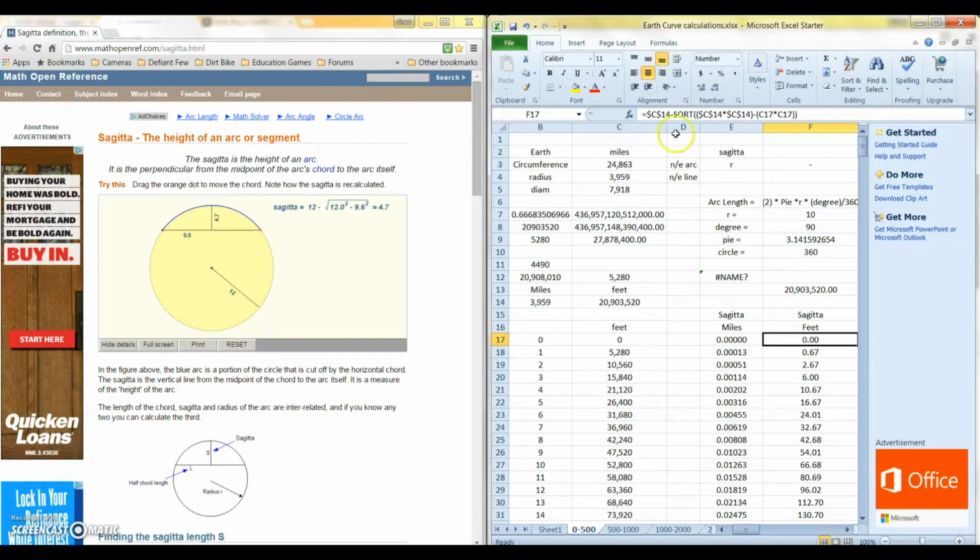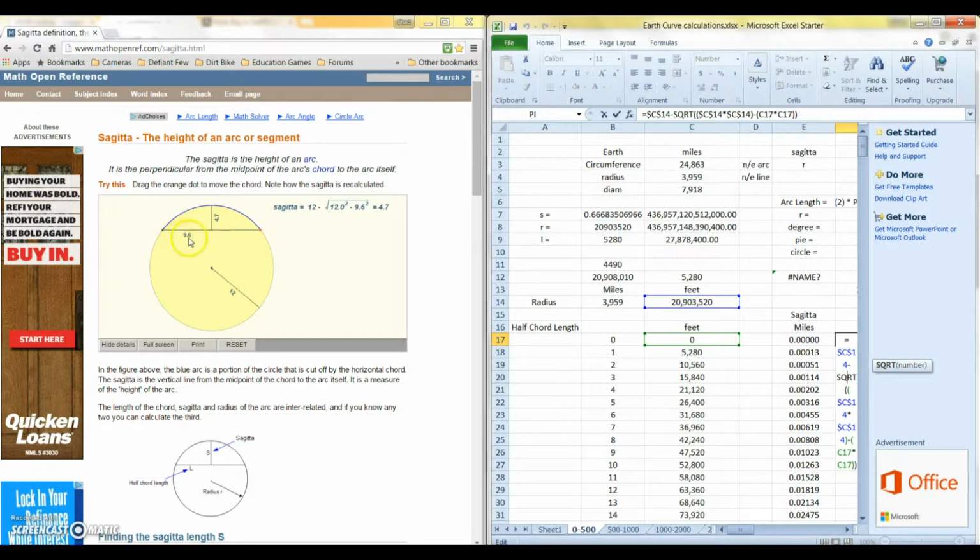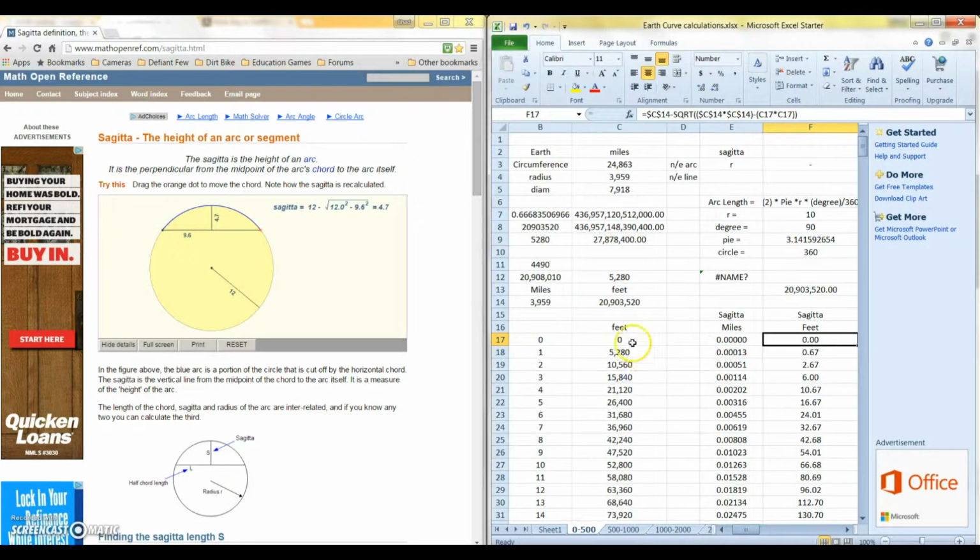So now in my formula I take the radius minus the square root of the radius squared, so C14 times C14, minus C17 times C17, which is the feet, or in this case, the half chord length in miles. So what I've done is I've taken this in feet so I can see how many miles, so if I want to look over 5 miles, 10 miles, 12 miles, 15 miles, whatever that is, we're in the same denomination here. So 3 miles is 15,840, obviously 1 mile is 5,280, just so we can see this well.